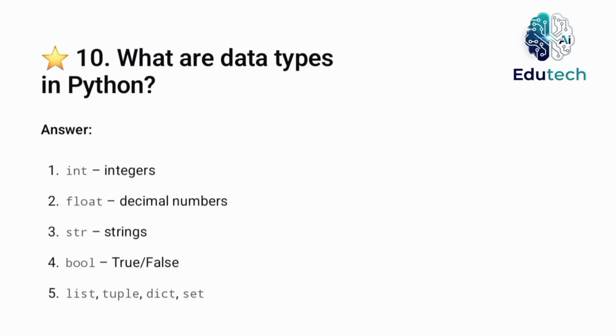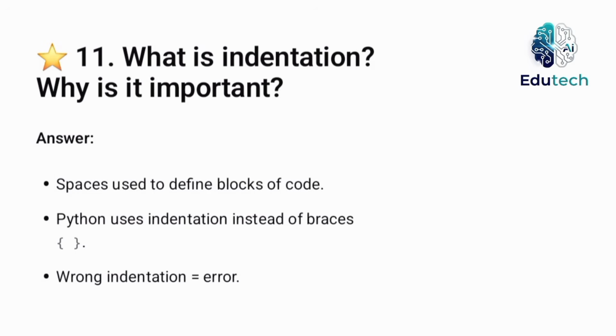What are variables? Containers to store data values are known as variables. What are data types in Python? Int means integers, float means decimal numbers, str means string, bool means true or false, then list, tuple, dictionary, and set.